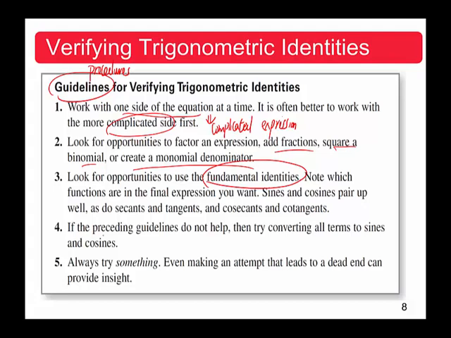And if the preceding guidelines do not help, then try converting all terms into sine and cosine. That's usually very effective in order to move forward. And if all of the above fails, you can always try something new. If you can do anything to move forward, just try that. Sometimes it will lead to a dead end, but it still will give you some idea how to better proceed next time, using a different approach.